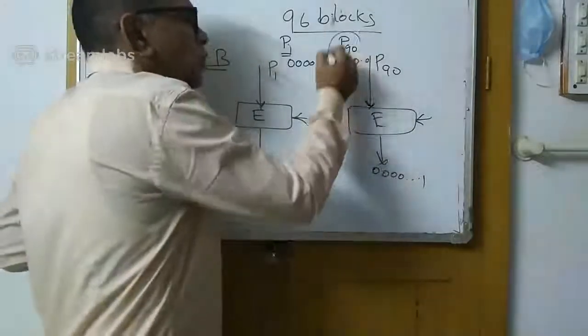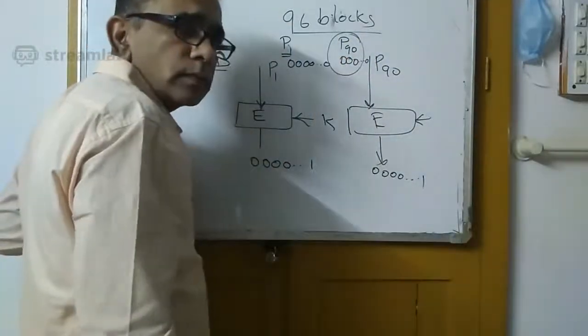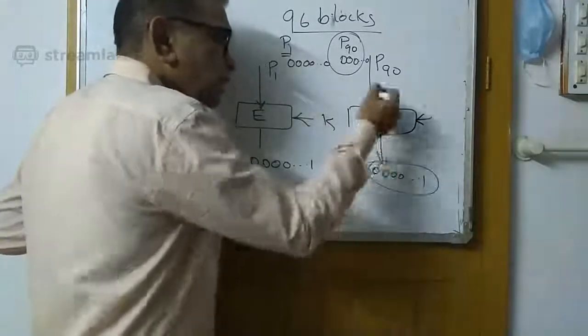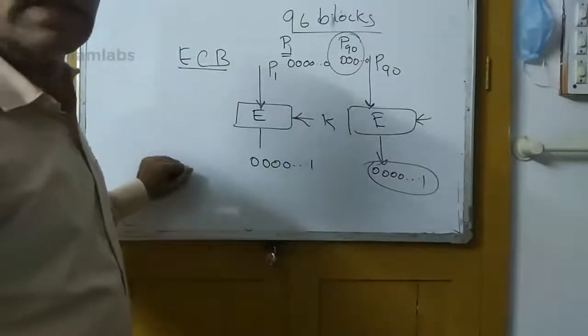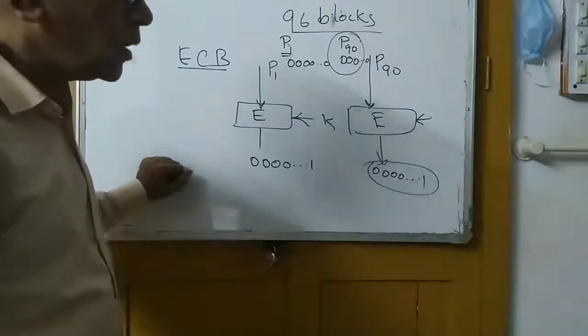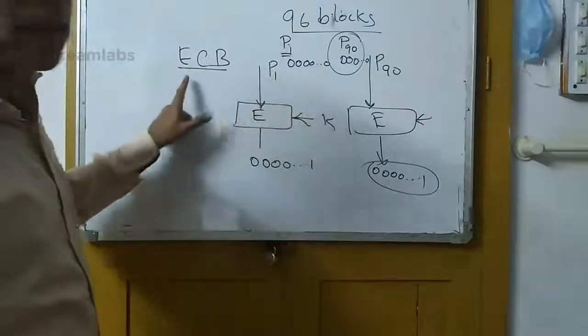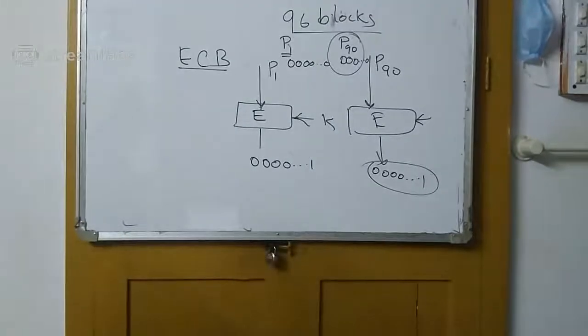If somebody has an idea about what is there in the 90th block, by using the ciphertext of the 90th block he may compare with other blocks and he may decode the message. He may come to know the message. So this is the possibility in ECB mode. Now, to eliminate this particular drawback, they go for CBC, cipher block chaining mode.